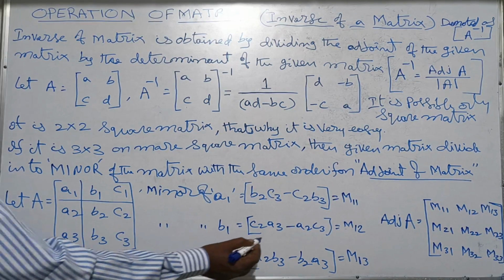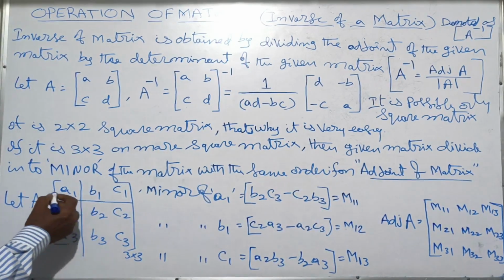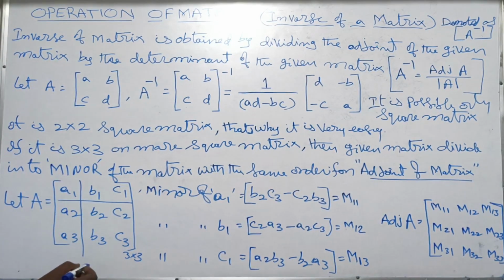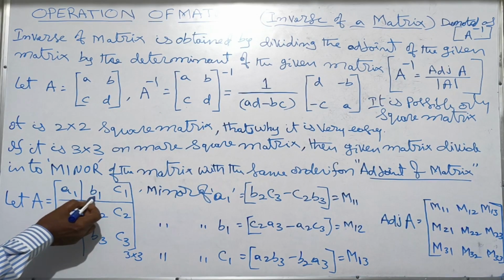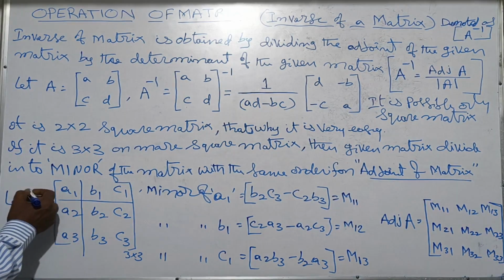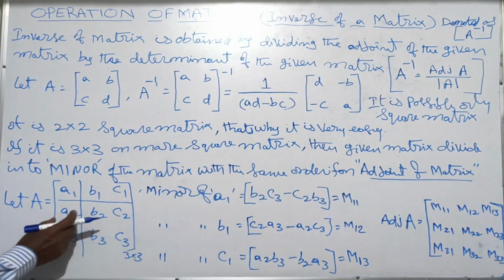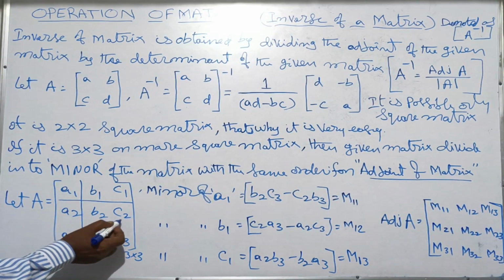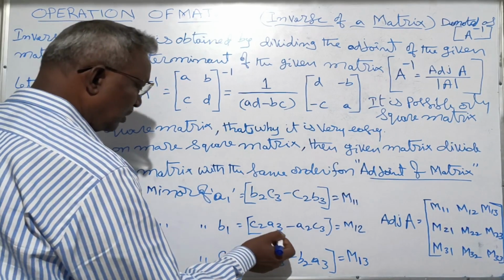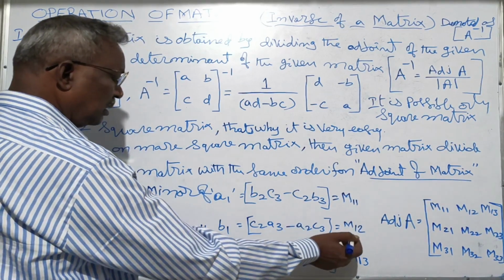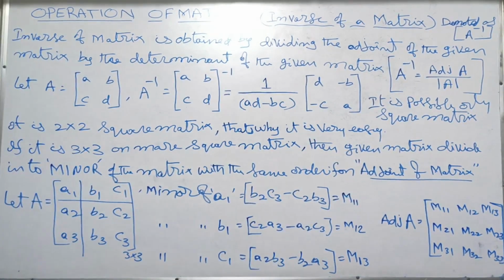Next, M12. M12 means first row, second column. That is B1. For the minor matrix of element B1, you leave the first row and the second column. Then what is left over? C2, C3, A2, A3. That is C2, A3 minus A2, C3. That is the minor of B1, M12.